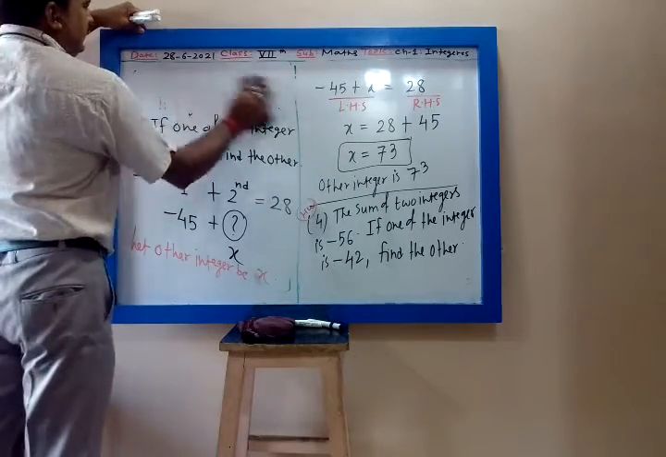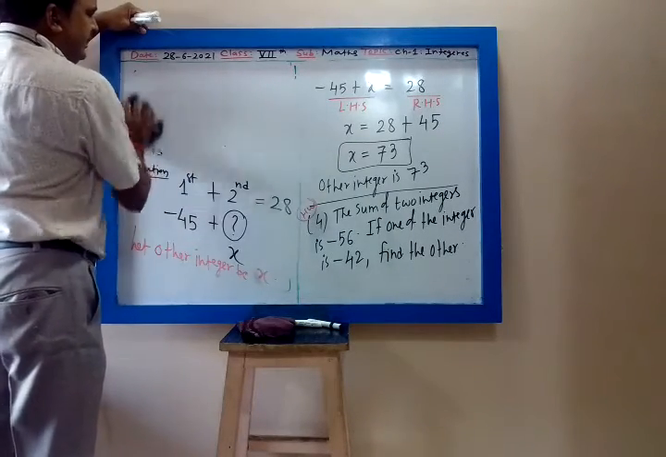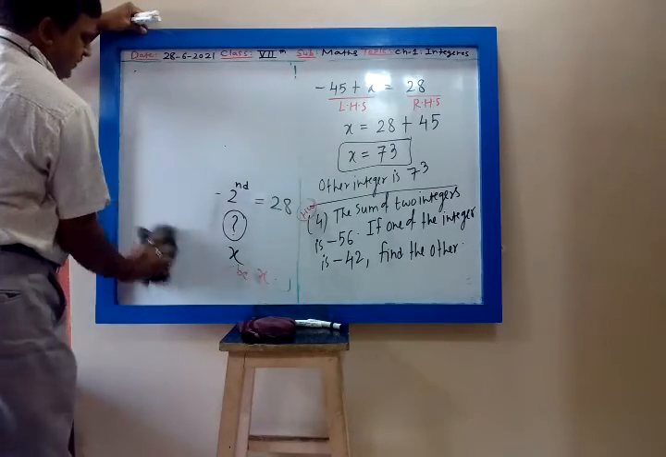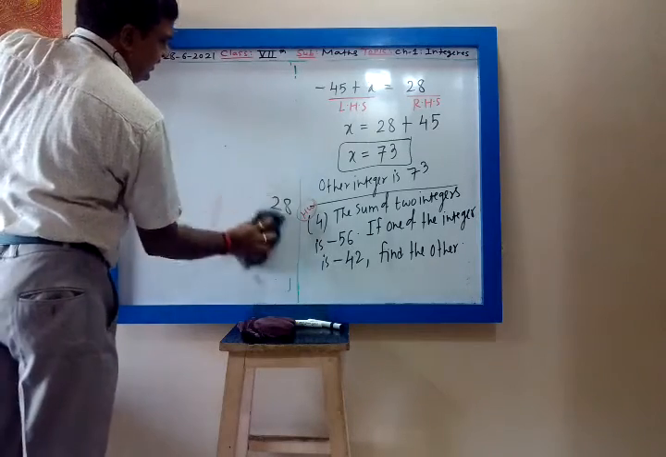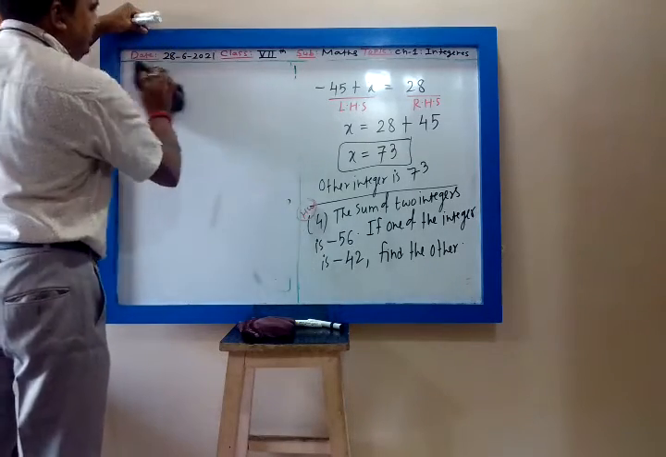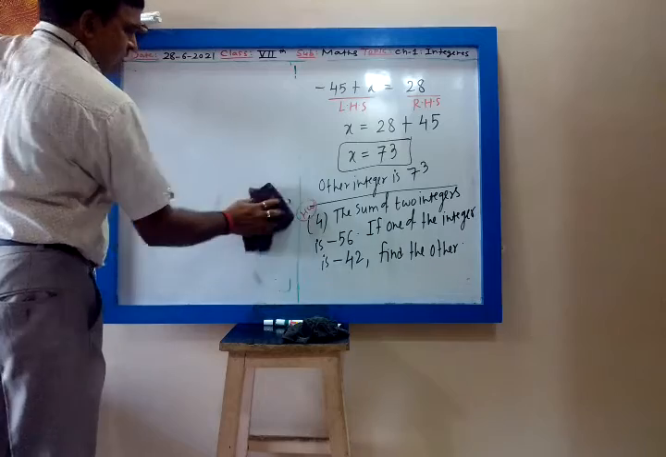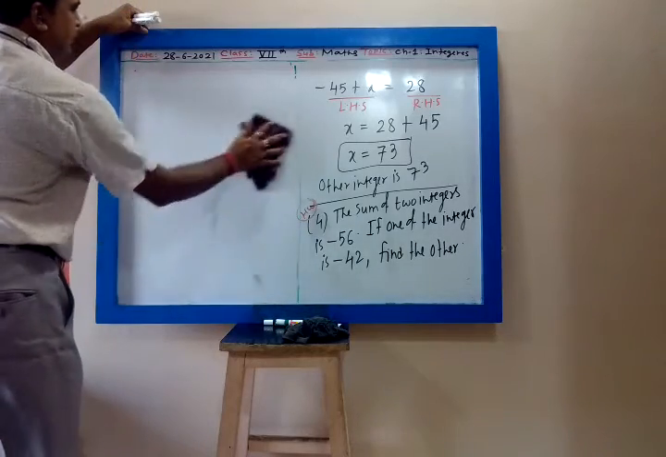Sum means plus sign, and whenever it is sum of integers, you will write a plus b. And whenever it is difference of integers, you will write both a minus b and b minus a. So whenever it is difference, we consider both cases.